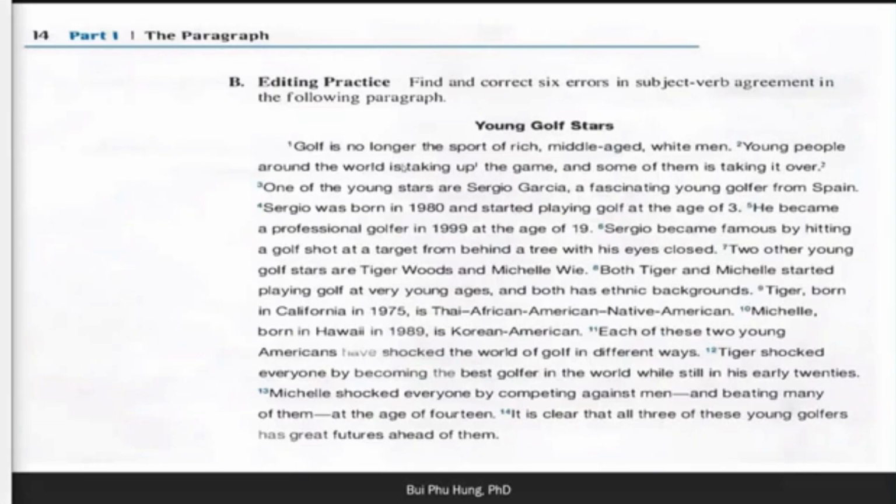Right. Young people are taking up the game, and some of them. So young people around the world are taking up the game. Can you read the sentence, please? Young people around the world are taking up the game.